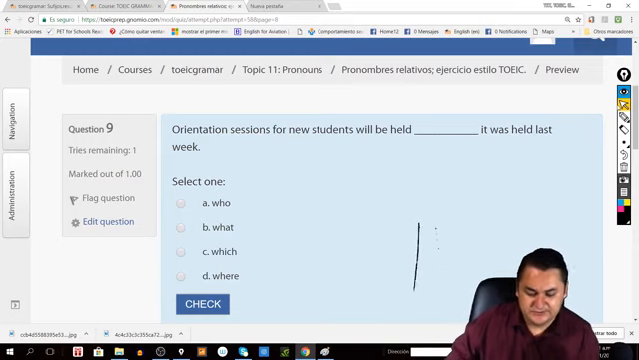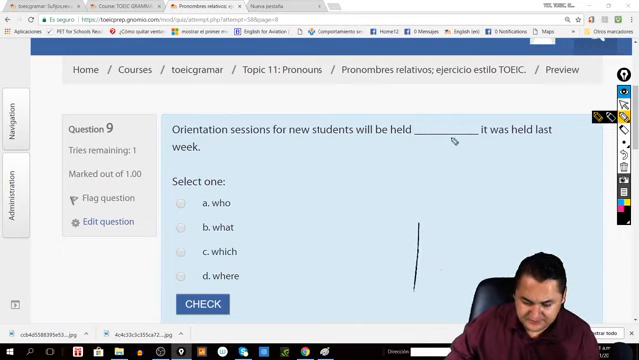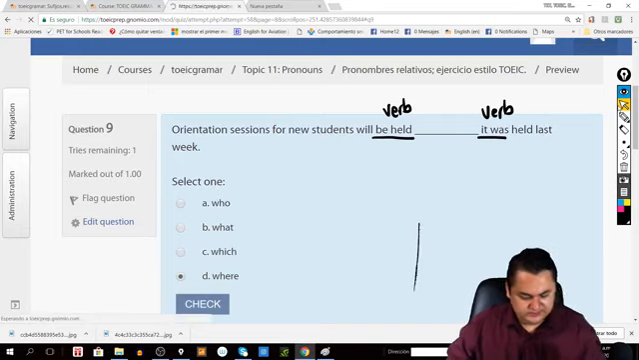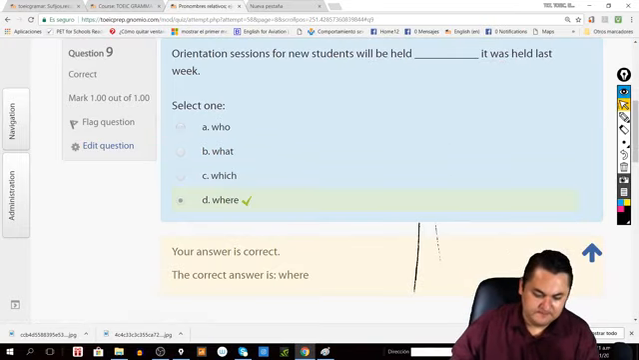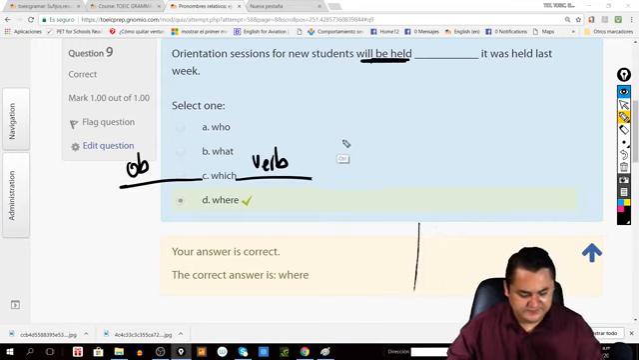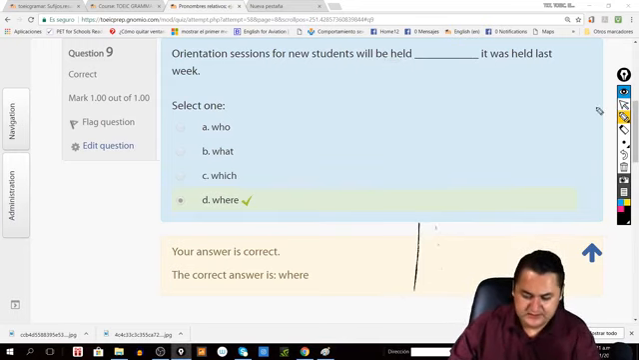Orientation sessions for new students will be held. This is a verb. And here is another verb. So there are not many rules. We can say they're going to be held where it was held last week, to mention a place. I didn't use which because I didn't see the pattern of object and verb. This is not an object, this is another verb. So I omitted that rule.